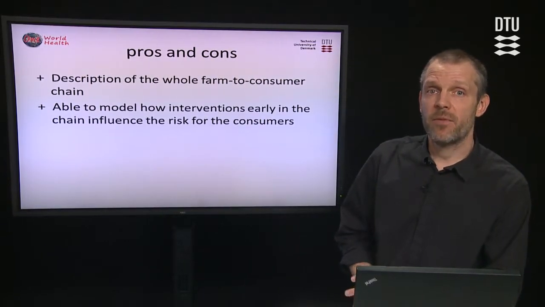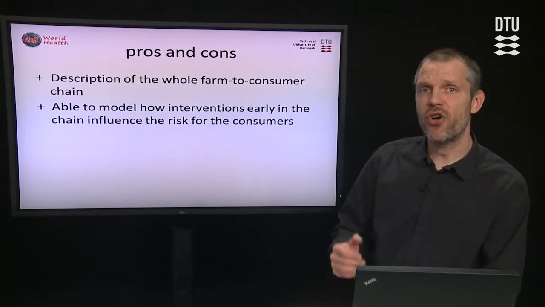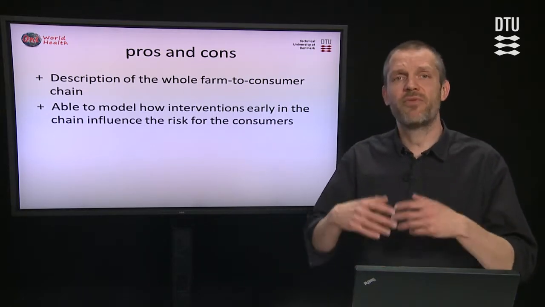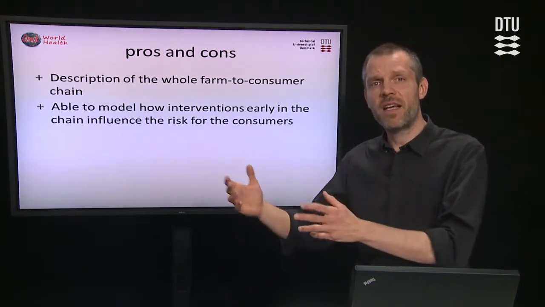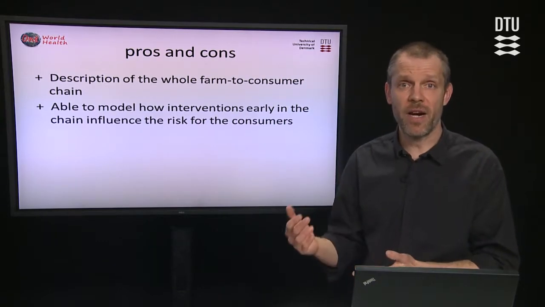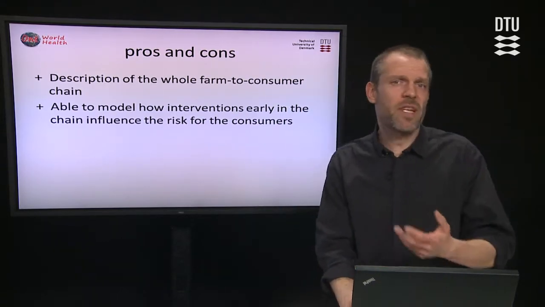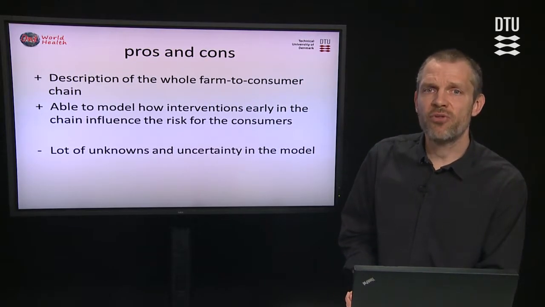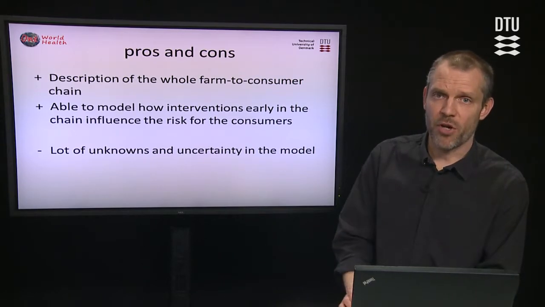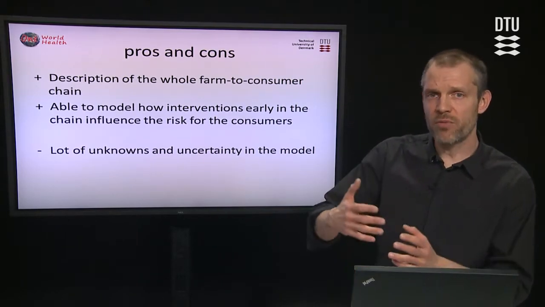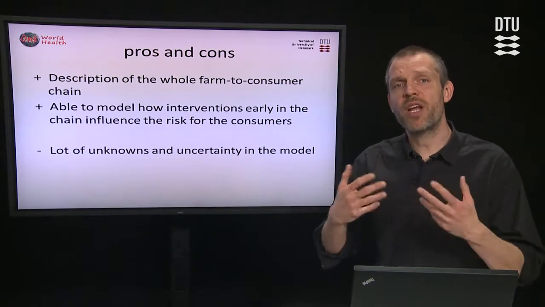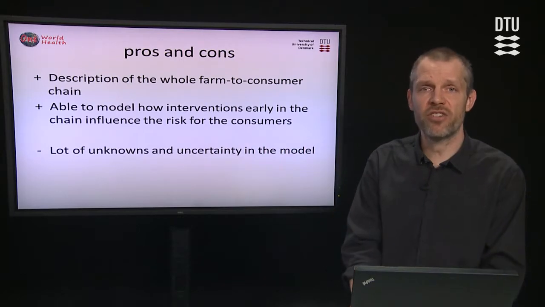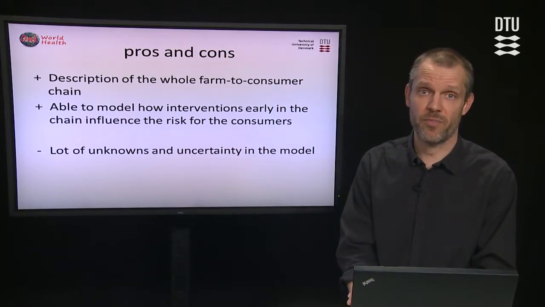And in that way we were also able to model how interventions early in the chain influence the risk for the consumers. So if you implement something at the farm level, how will that influence the risk for the consumers in the final end? But there were also some drawbacks. One of them was that we had a lot of unknowns and uncertainties in the model, because the model was very complex, and when we built it, we realized there were a lot of steps in the chain where we had no knowledge, or a very limited amount of knowledge.